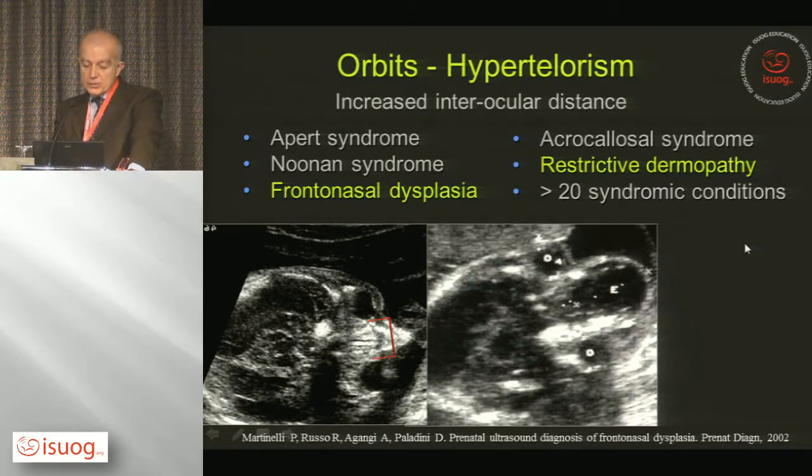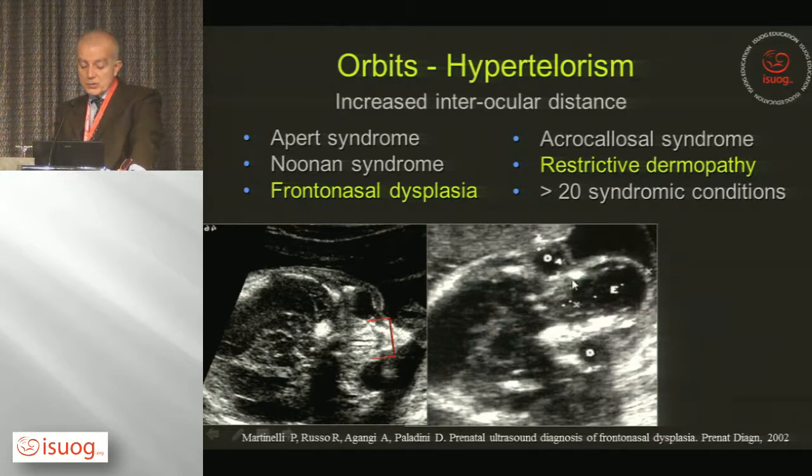holoprosencephaly. Let's start with the orbits, of course. If you have an increased interocular distance, this is consistent with a diagnosis of hypertelorism. This is the distance, and you usually measure the binocular diameter, with the very nice chart published over the years by, I think, Philippe Jeanty.